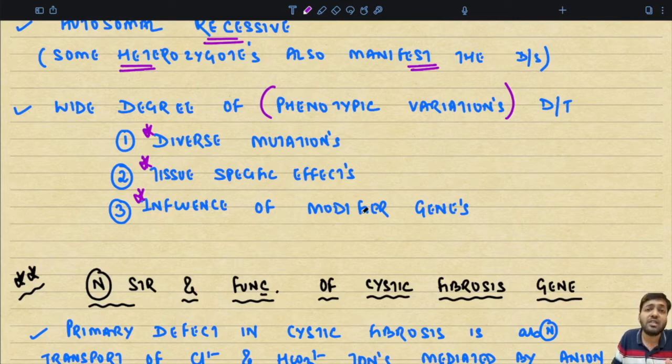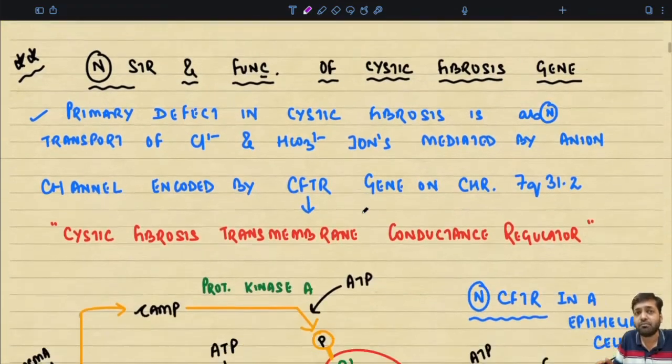Such variations in clinical features occur because there is a diverse set of mutations causing cystic fibrosis, and there are certain mutations which affect certain tissues. So there are tissue specific effects, and there is the influence of certain modifier genes which also alter the course of the disease. We will understand each of them in detail in the later half of the video, so stay tuned till the end of the lecture.